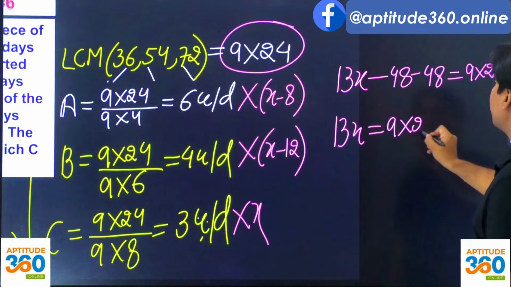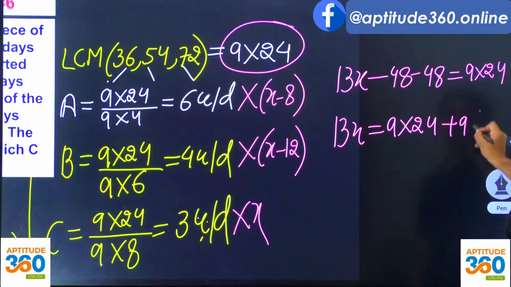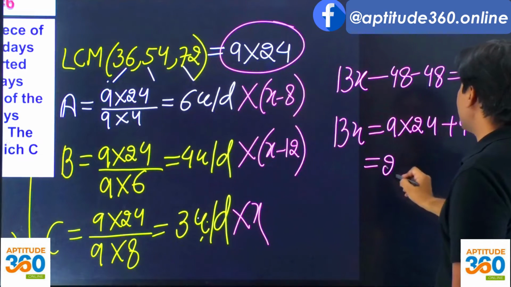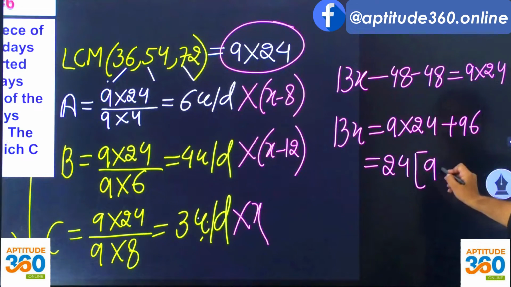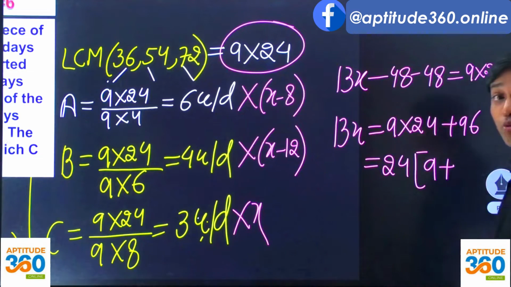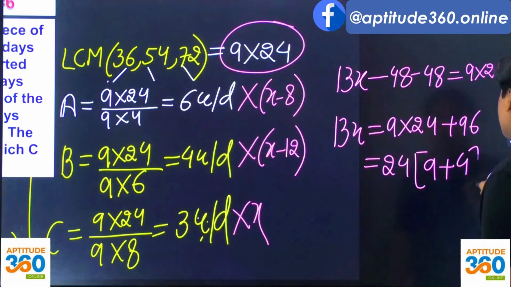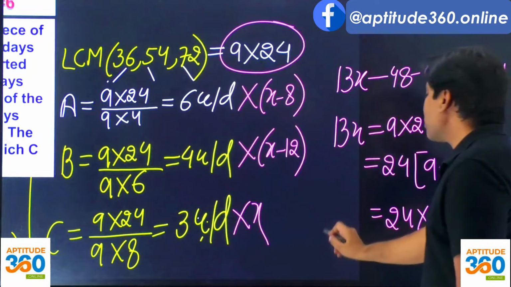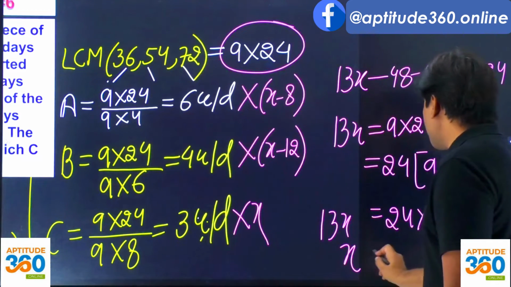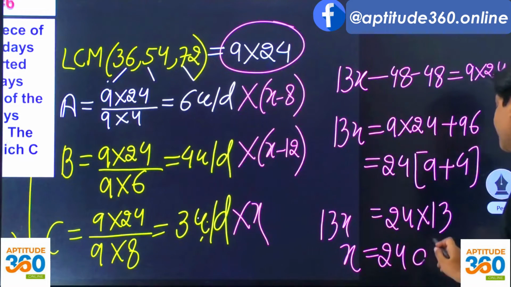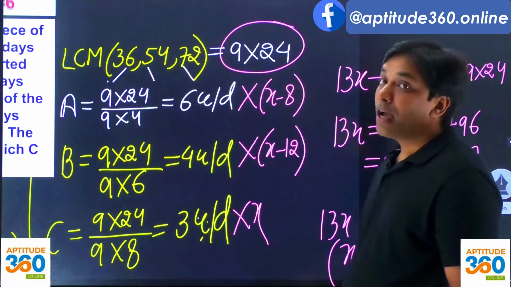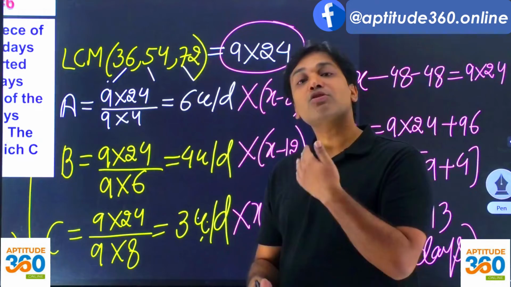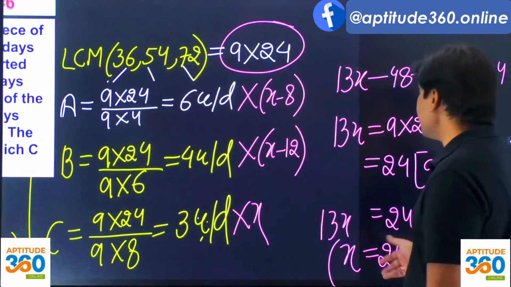9 into 24 plus 96. 24 कॉमन ले लेते हैं. This one is 9 and 96 is 24 into 4, so this is 24 into 13. What is going to be the value of x? It's pretty simple for you to find out. It is 24 days. So in how many days did the work get completed? In the manner the problem is talking about, it is going to be completed in 24 days.